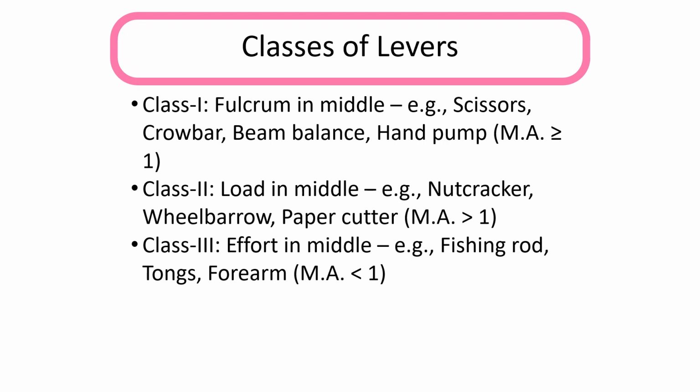Now all these things are here. In the first class, the fulcrum will be in the middle, an example is the scissor. In the second class, the load is in the middle: paper cutter, wheelbarrow, nut cutter, nutcracker, these are examples of second class. And in the third class, the effort is in the middle position, as you've seen in the previous slides. So a fishing rod is an example of third class.